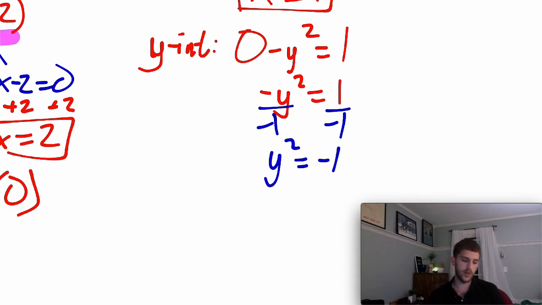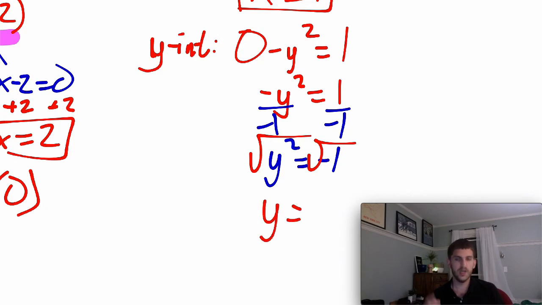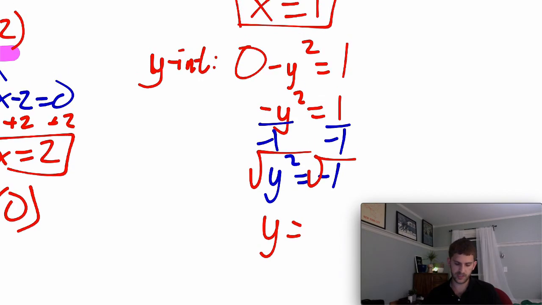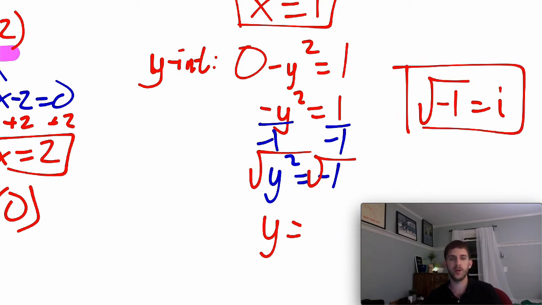To solve for y, we have to take the square root of both sides. We end up with y equals the square root of negative 1. So we have to think of two numbers that multiply to negative 1. 1 times 1 is 1. Negative 1 times negative 1 is also 1. You might remember this definition: the square root of negative 1 is i, the imaginary number. So the square root of negative 1 is i.